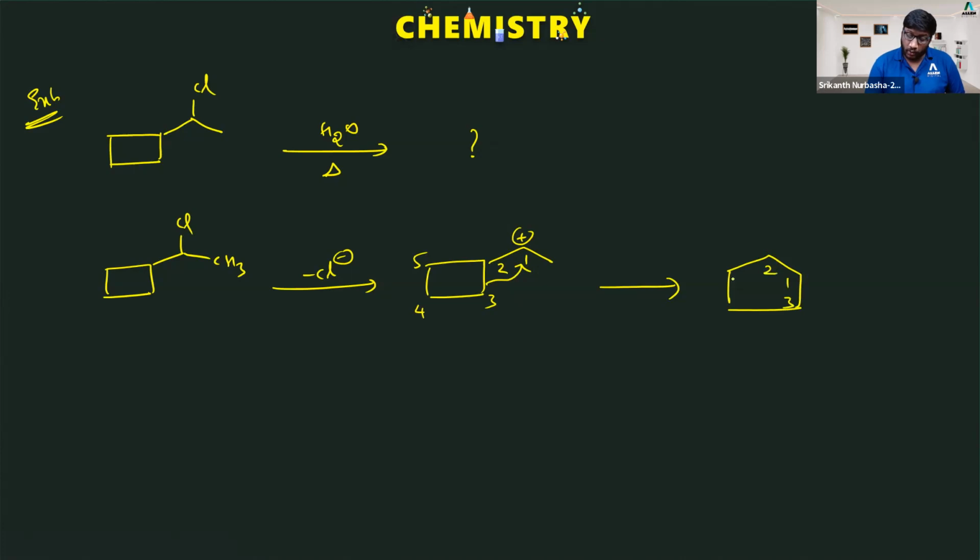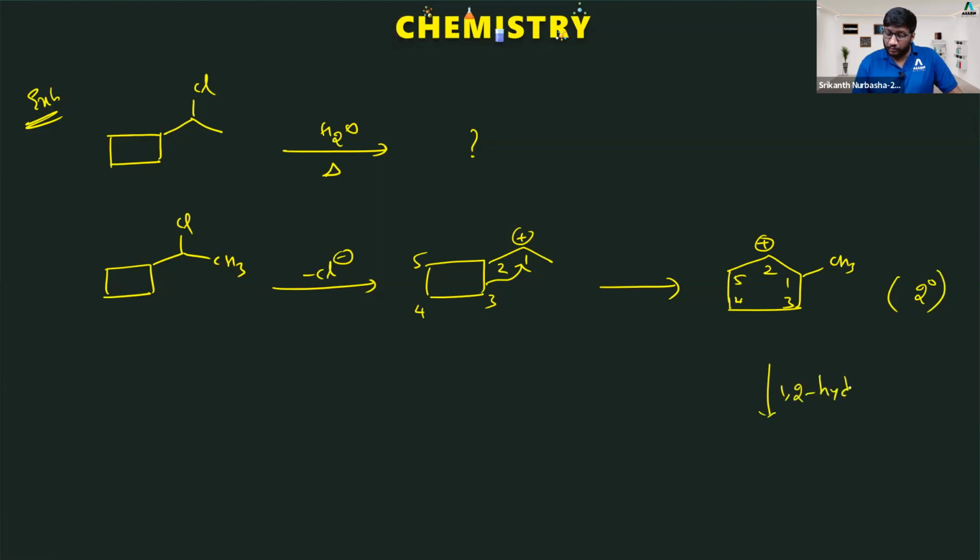1 is connected to 2, 2 connected to 5, 5 connected to 4. And which carbon has substitution? First carbon, what substitution? Methyl. The first carbon has seen a net gain in electron density, so the positive charge on the first carbon is lost. Third carbon, no loss, no gain. Second carbon has seen the net loss, so the second carbon will have a positive charge. What type of carbocation is this? 2-degree carbocation.